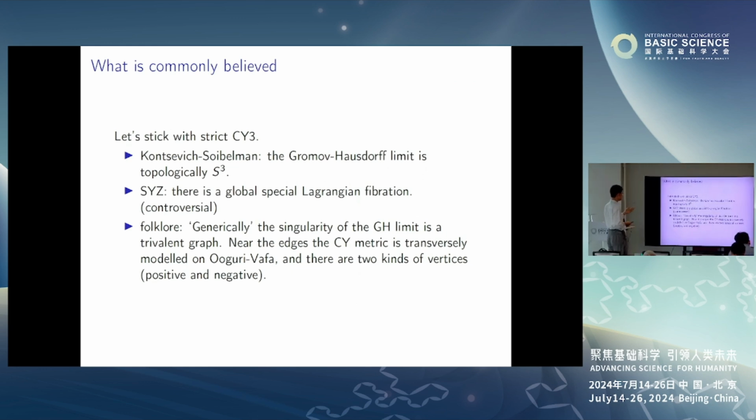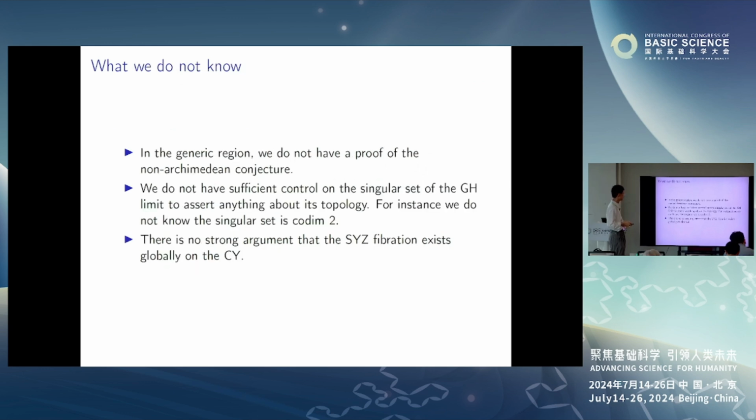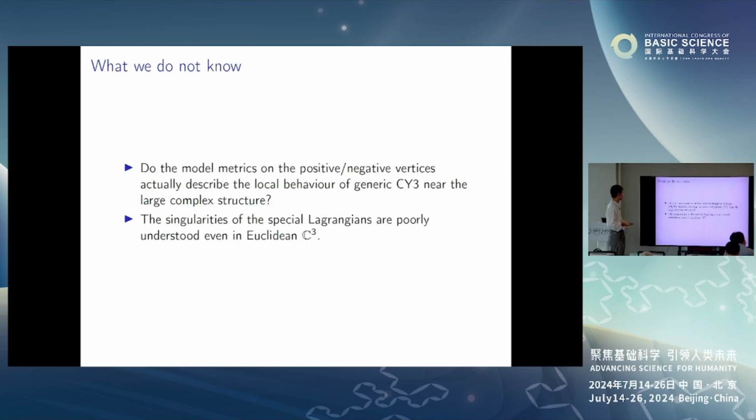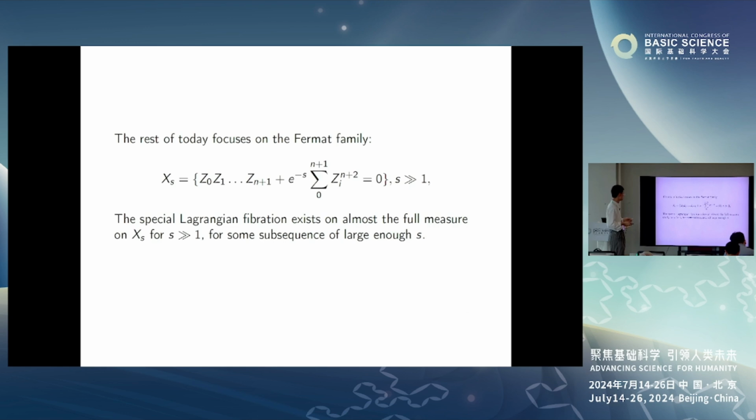I should say that it's still debatable whether or not there is actually a global special Lagrangian fibration. The theorems that people currently can prove is that, in certain cases, there is a special Lagrangian fibration on most part of the manifold, but we currently don't have general results on global existence of special Lagrangian fibration, and it might not even be true. There are lots of things which are not understood.